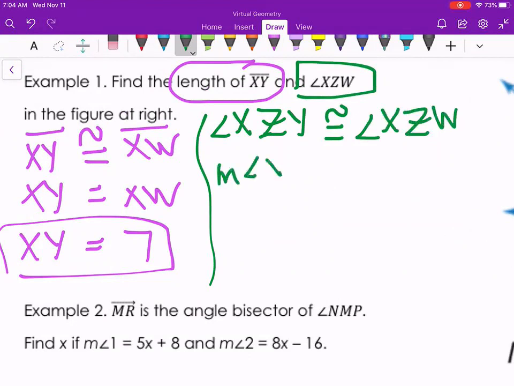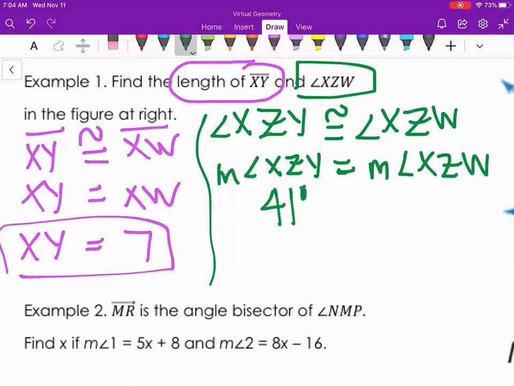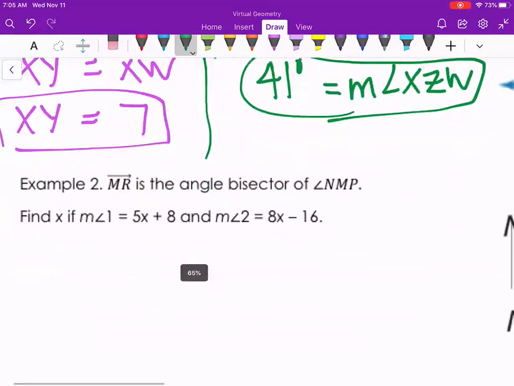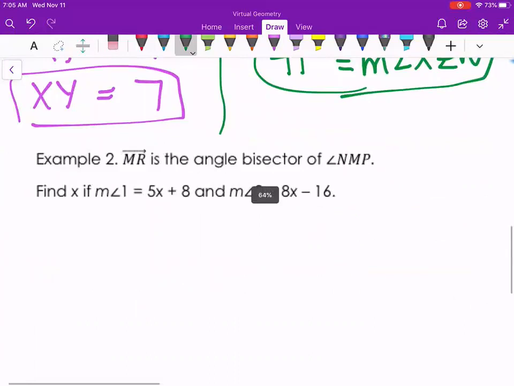So the measure of angle XZY is equal to the measure of angle XZW. So if XZY is 41 degrees, then so is the measure of angle XZW, because again, they are in congruent angle positions. So the two angles have to have the same measure. All right. Now let's check out example 2.